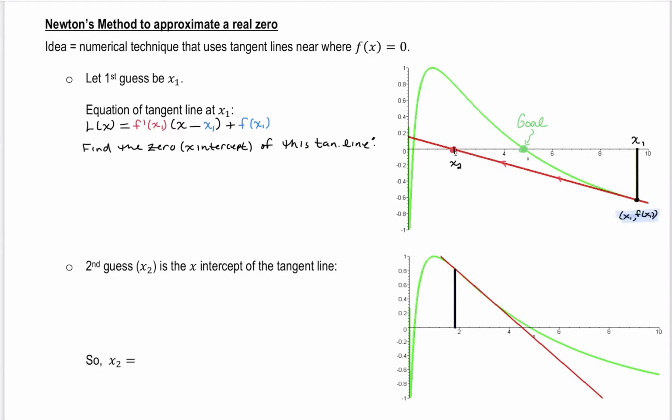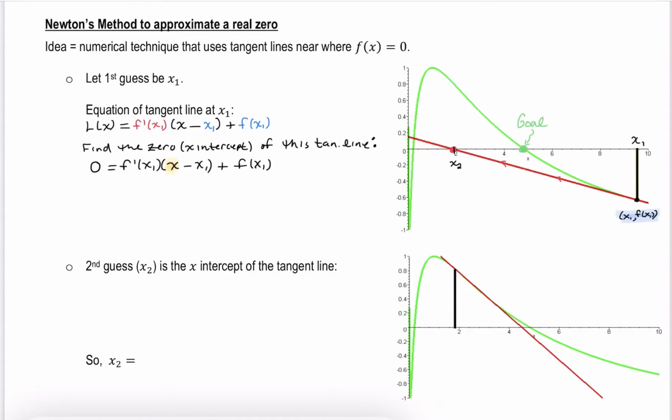So how do we find x-intercepts? How do we find zeros? Well, you sub in 0 for y and you solve for x. So that's exactly what we're going to do here. We're subbing in 0 for the whole output, and then we have f prime of x sub 1 times x minus x sub 1 plus f of x sub 1. My goal here is going to be to solve for this x right here, and that is going to end up being my x sub 2.